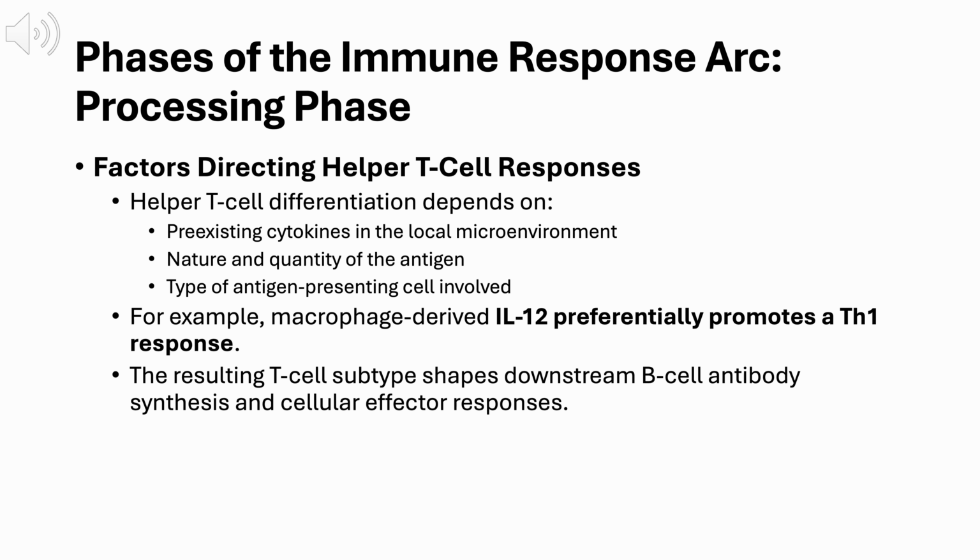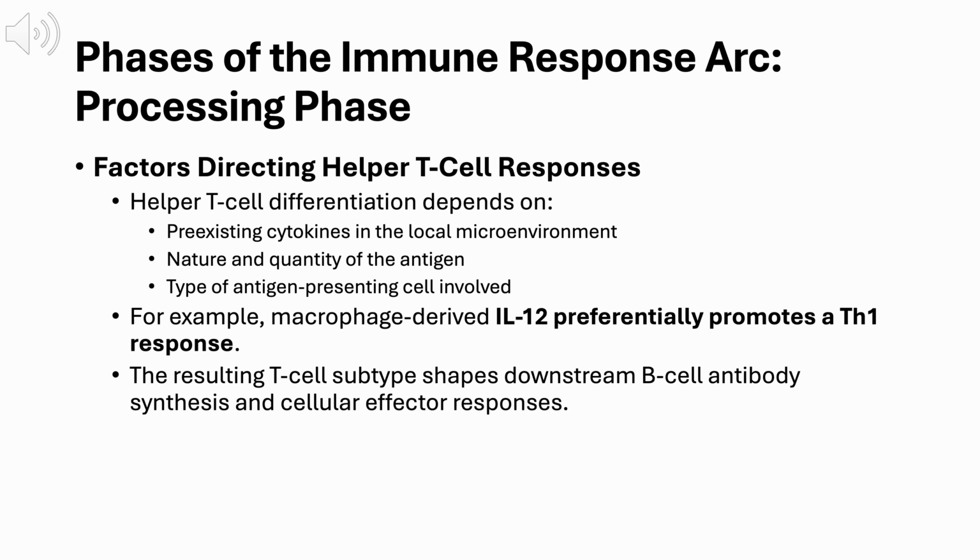We've met all four subsets, so what actually decides which one a naive helper cell becomes? Three factors converge at the moment of activation. First, the pre-existing cytokines in the local microenvironment, the chemical context the cell is bathed in. Second, the nature and quantity of the antigen itself. And third, the type of antigen-presenting cell involved.